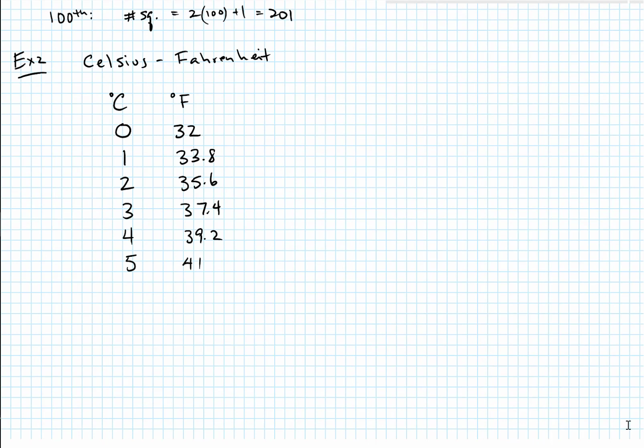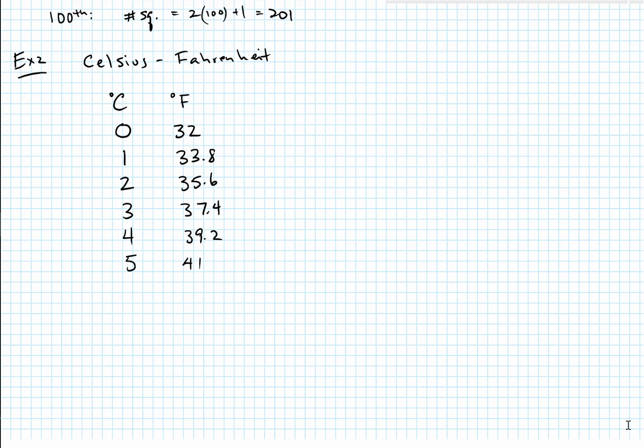Okay, so let's take a look at another example, this one perhaps a little less abstract, and that's the conversion between Celsius and Fahrenheit. Celsius and Fahrenheit are two different ways of measuring temperature. Some countries, like the United States, still use Fahrenheit, so if you're looking at a weather forecast, you'll see the temperature listed in degrees Fahrenheit. Most countries around the world have adopted the metric system, which uses degrees Celsius.